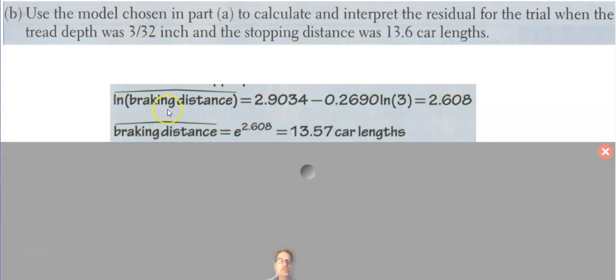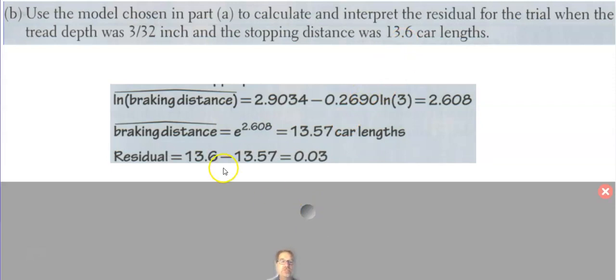Because I'm taking the natural log of the braking distance, we're going to do natural log as base e. So I'm going to do e raised to this power equals the braking distance. Remember, base raised to the power equals my y. So I predict it should take 13.57 car lengths for these cars to stop. Well, we were told it actually took them 13.6 car lengths to stop.